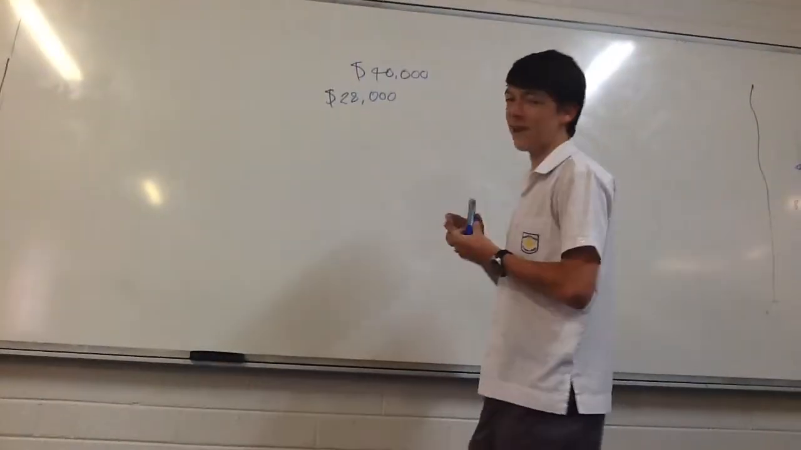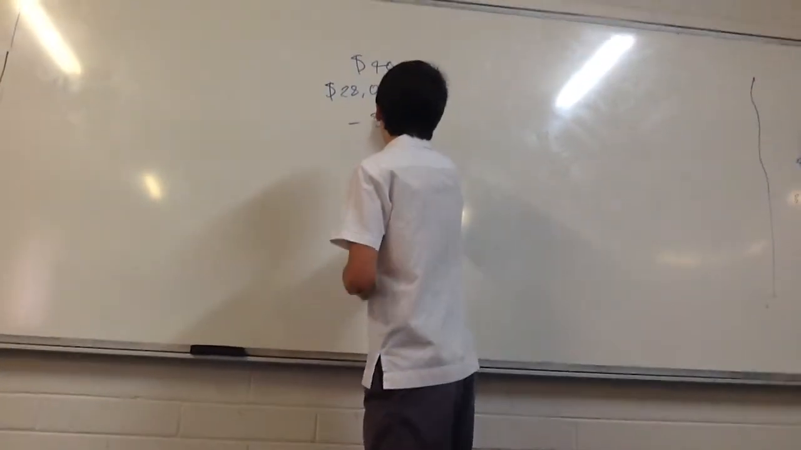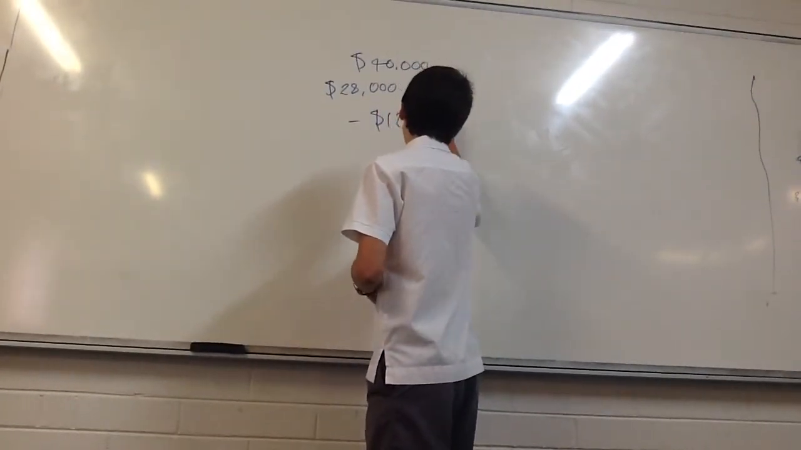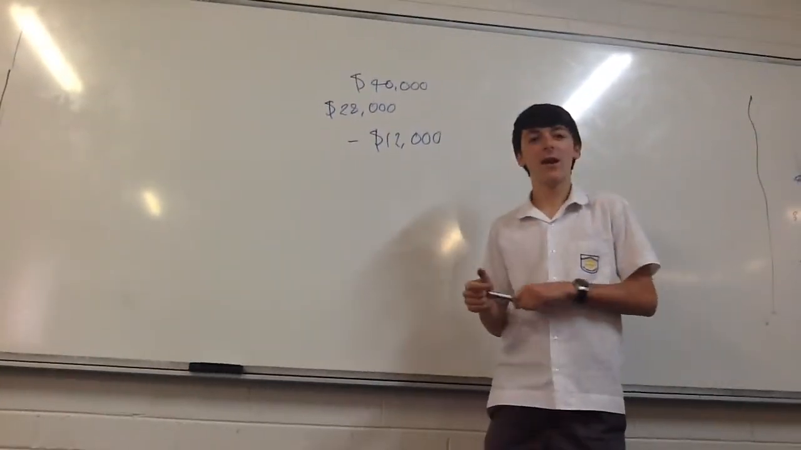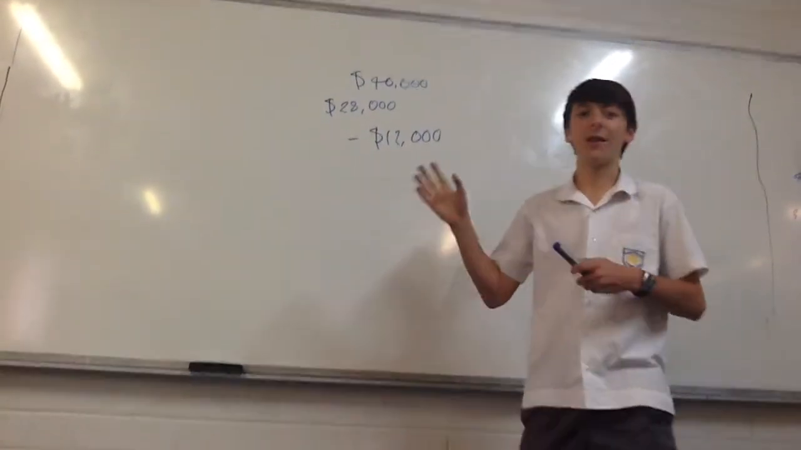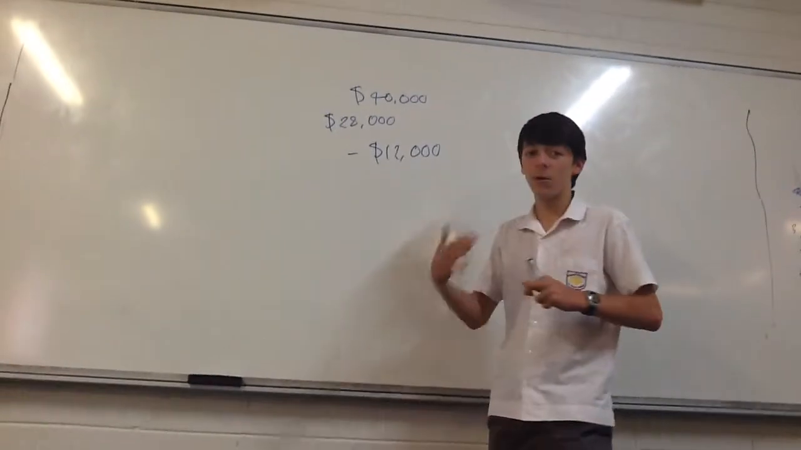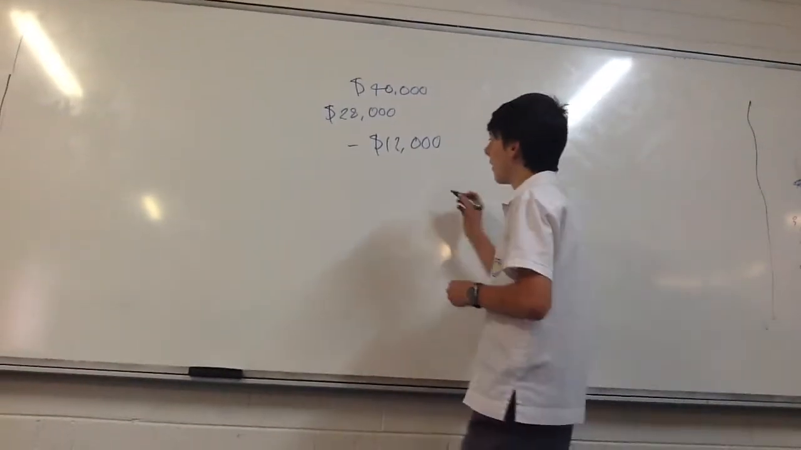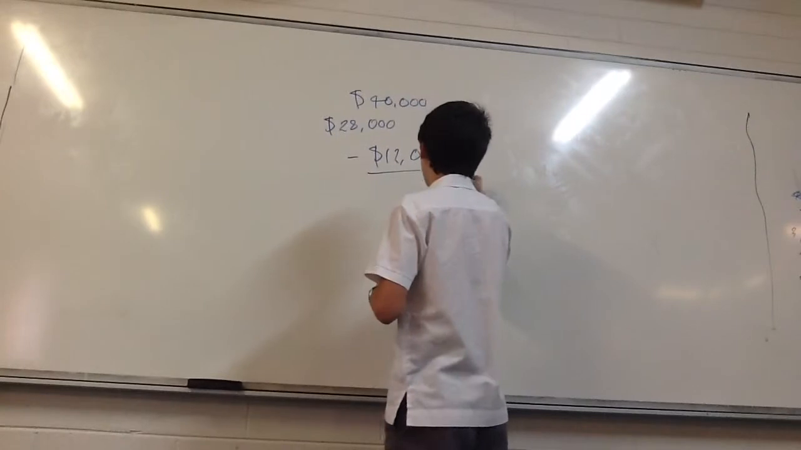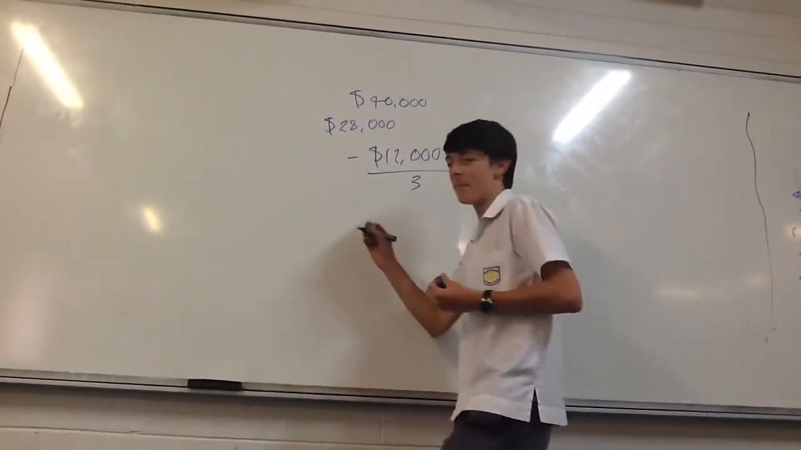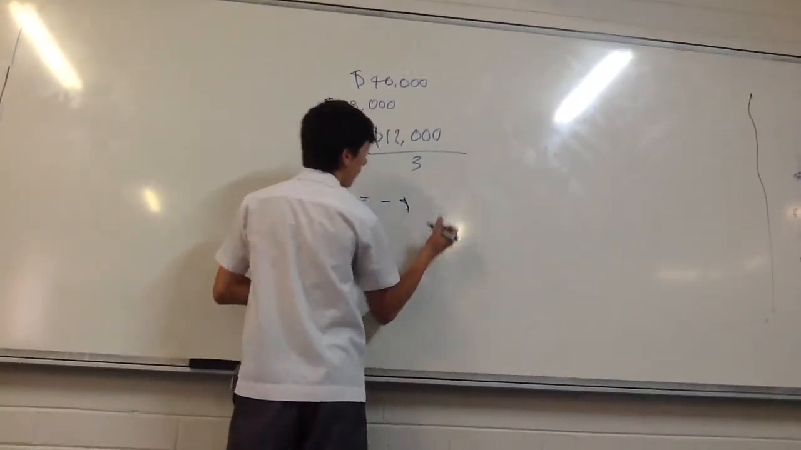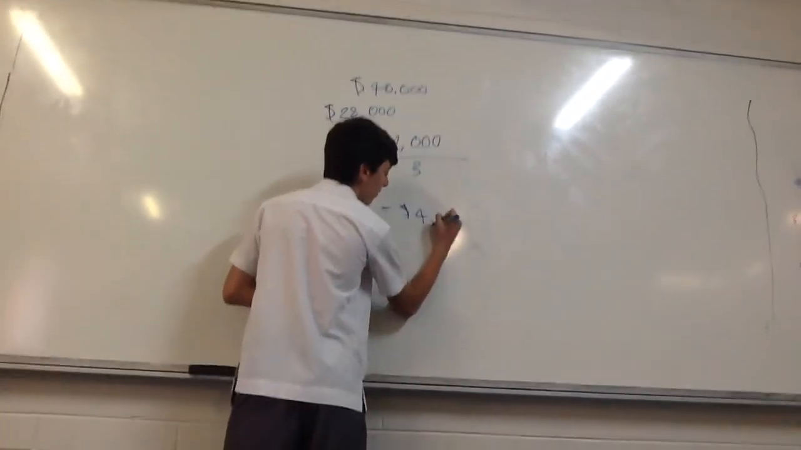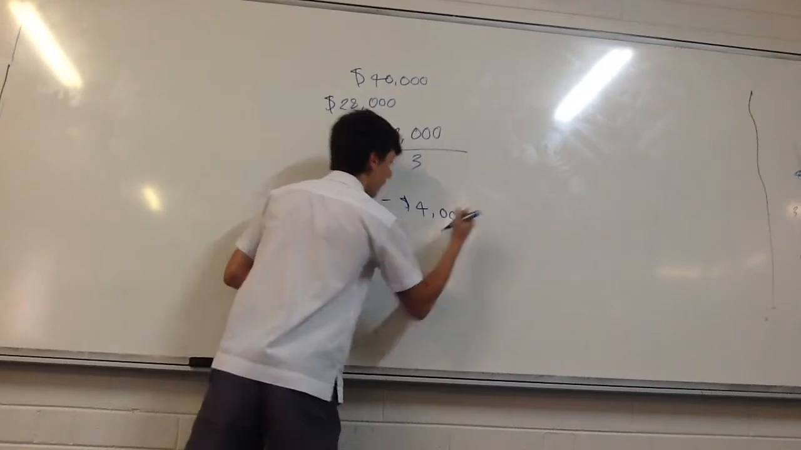Alright, so over that 3 years, the car decreased $12,000. So we're going to find out how much the car decreased in money, not percentage, in money per year. So over the 3 years, it's 12,000 divided by 3, and then that means the value of the car went down $4,000 per year.